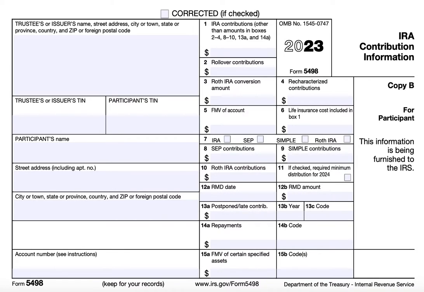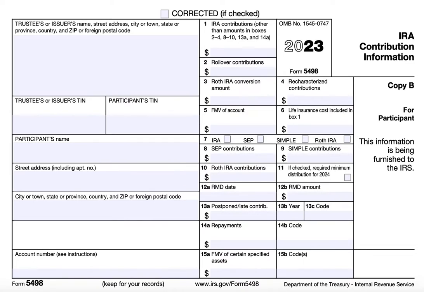You should probably talk to your tax professional about that. Box 10 shows the Roth IRA contributions that you made in the calendar year of 2023 through April 15th, 2024. Do not deduct them on your tax return.